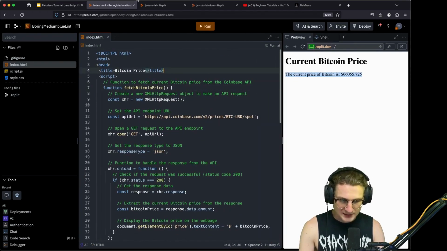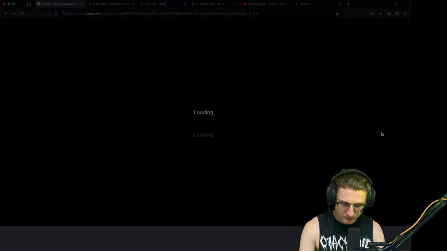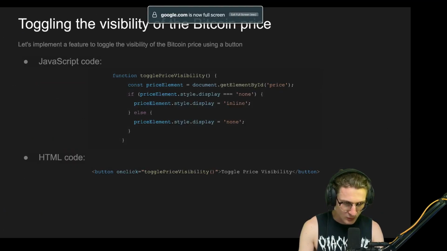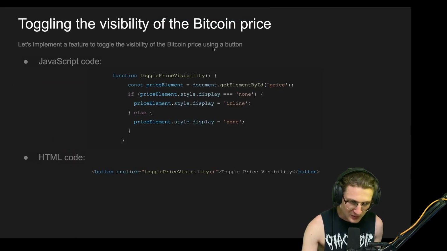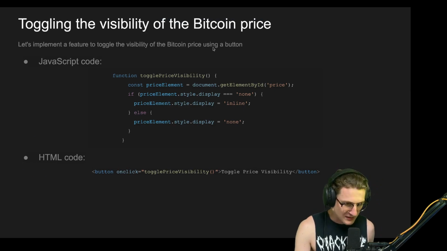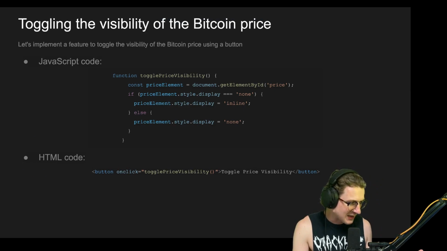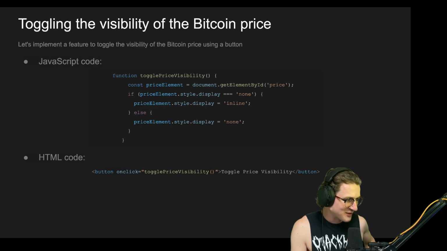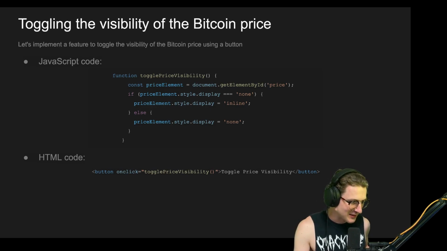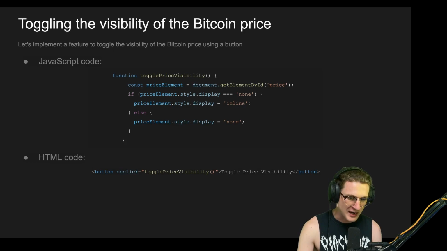Cool, so that is in place. Now let's continue on. First we want to be able to toggle the visibility of the Bitcoin price. So we're going to have a button just to be able to hide it and show it. I know this doesn't really make sense for the Bitcoin price, but it's the kind of simple functionality that you might use in a lot of web dev projects.